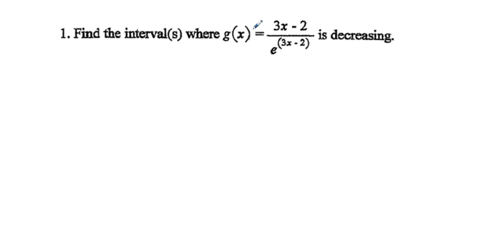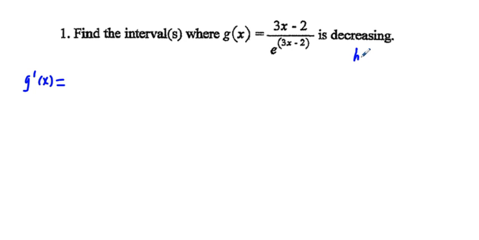We're going to take the first derivative and find where it is less than 0. If we find where the first derivative of this function is less than 0, we will know that over that interval where g prime of x is less than 0, the function is decreasing. So we're going to find the first derivative, which we're going to call g prime of x. And what we have is the quotient of two functions, so we're going to organize.